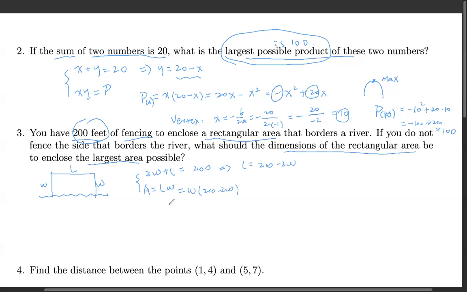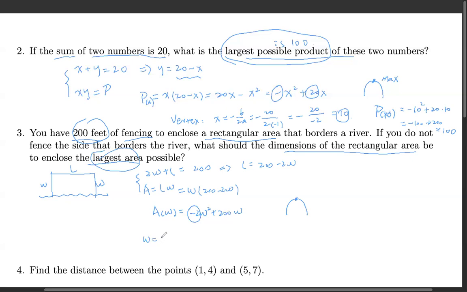From here, we can call A a function in terms of the width, W. W times 200 is 200W, and W times -2W is -2W squared. Again, we see a downward parabola because the leading coefficient, -2, is negative. So it's a quadratic function, and when we want to find the largest area, we want to find the vertex. The input value of the vertex is W, because the variable is W.